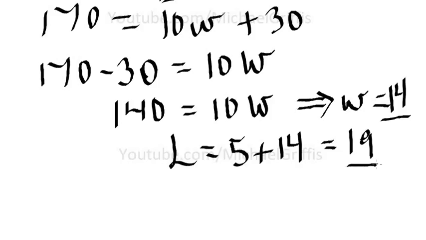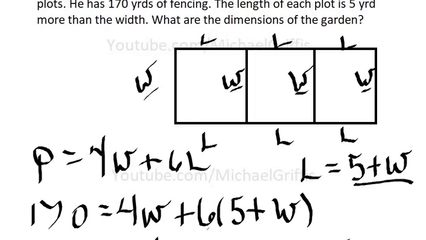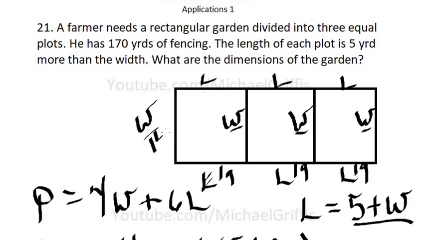So you see that? So when we go back now, L is 19. So this side is 19, right? 19 and 19. Okay? And we said W was 14. Okay, so this side, we'll use a different color. This side is 14 yards long, and this side here is 19 yards, which would be 5 yards more than the width.